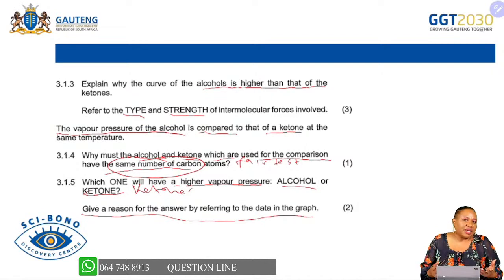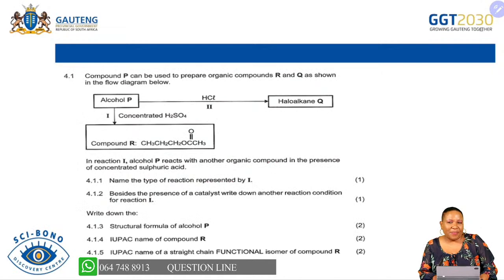But if it was alkanes, the ones that have London forces only, like our hydrocarbons, alkanes, alkenes and alkynes, and I was comparing ketones with those, definitely ketones in that instance would have a higher boiling point. But because I'm comparing it with alcohol, ketone now has a higher vapor pressure.